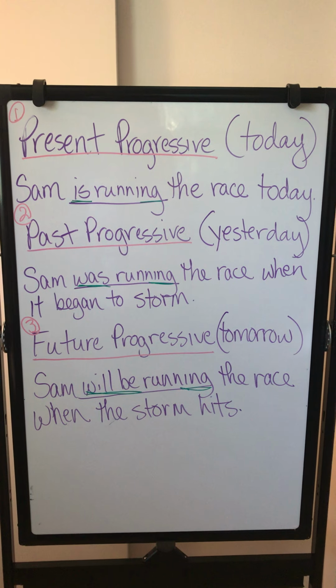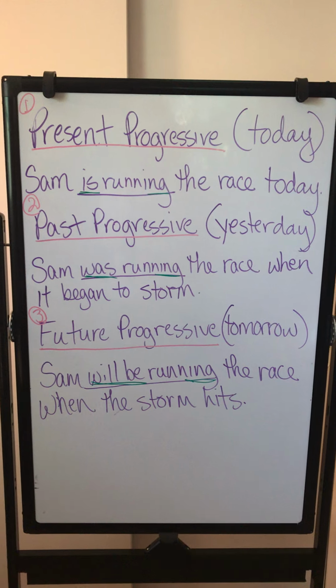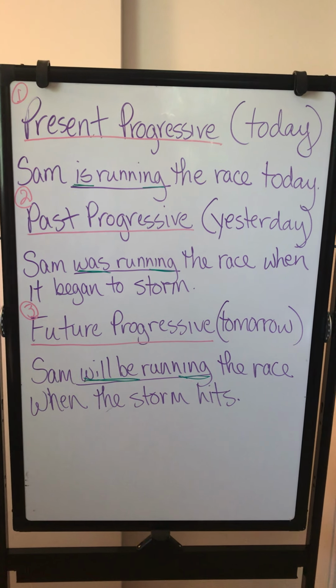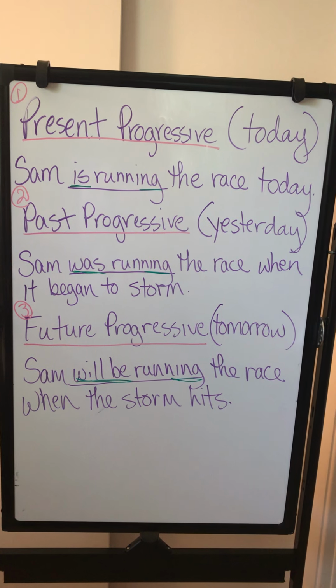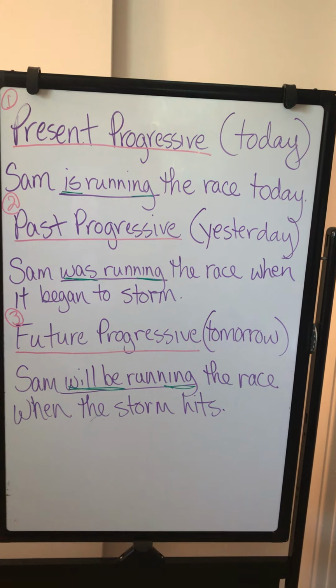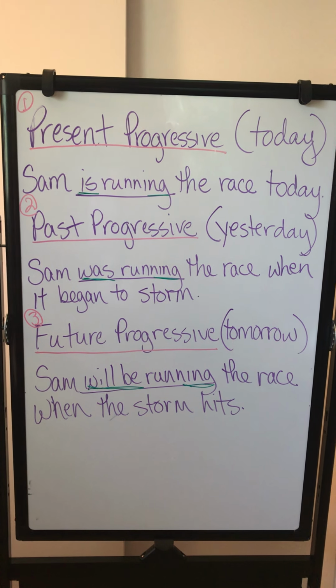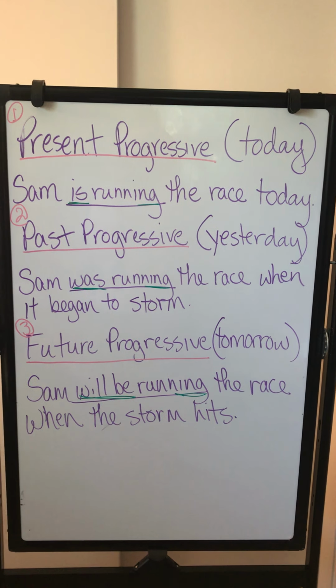The present progressive, which is number 1 up there, is telling you about something that is happening today. I gave you the example: Sam is running the race today. So it's ongoing right now in the present. You'll notice the is, and you'll notice running ends in ing.